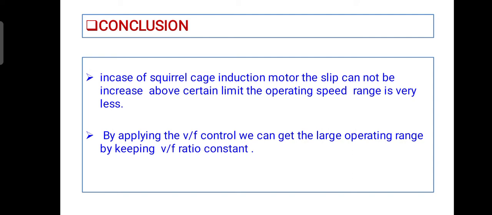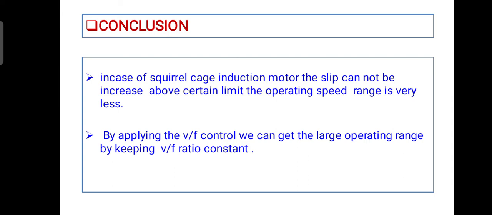Speed of the DC shunt motor can be varied with good efficiency. In the case of an induction motor, when speed is reduced, there is a corresponding loss of efficiency and poor power factor. As induction motors are widely used, speed control may be used in many applications.